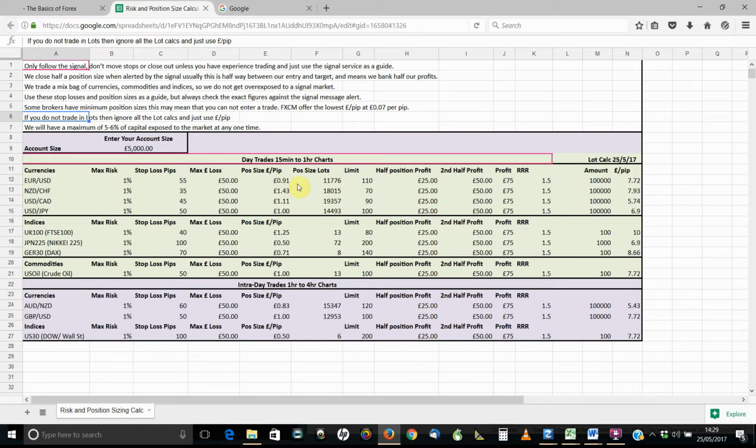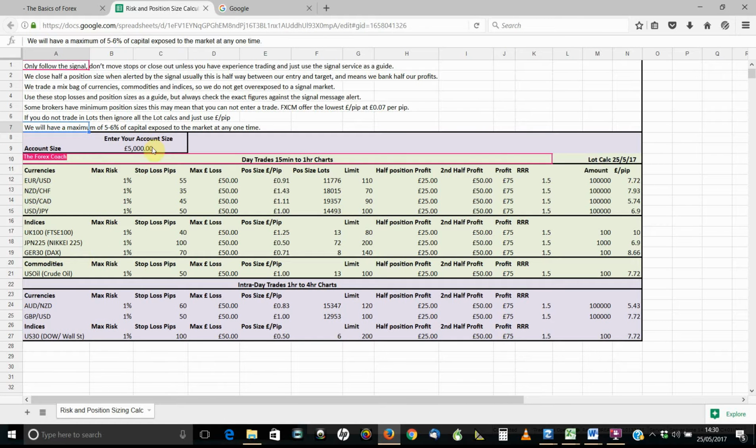But a fail-safe check is to check the maximum loss when you put the position on. It should always tell you what your maximum loss is if your stop loss is hit, and that is in this calculation here. We will have a maximum of 5 to 6 percent of capital exposed to the market at any one time. Again, this is all to do with our signal, because I have set this up really for our guys who follow our signal, hence why these statements are all on here. But we will have a maximum of 5% of capital exposed. So what that means is when we've got 4 or 5 trades on and we put another trade on, we may only put it on at 0.5% position size, so that we're keeping our risk under the 5-6% mark.